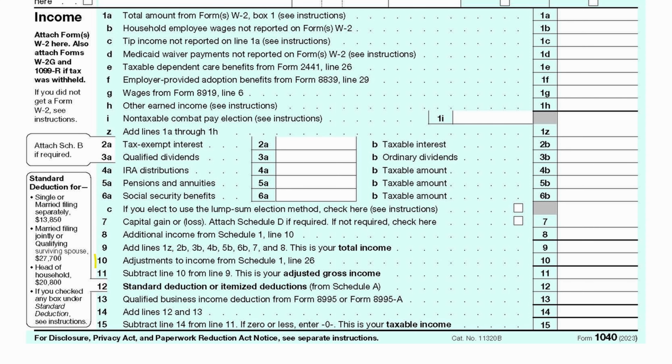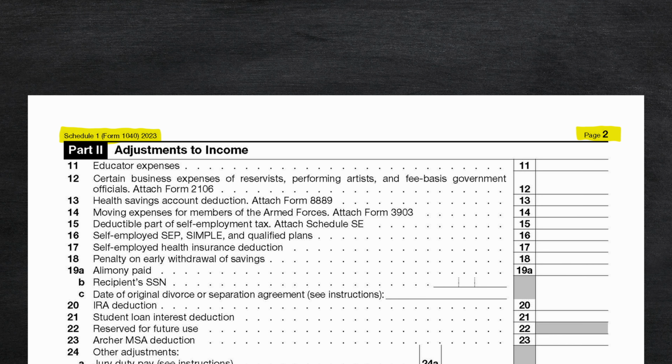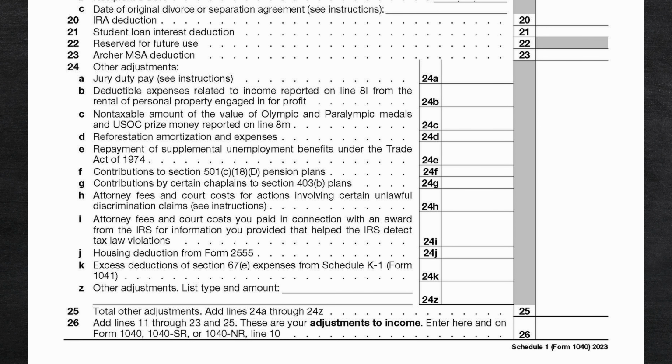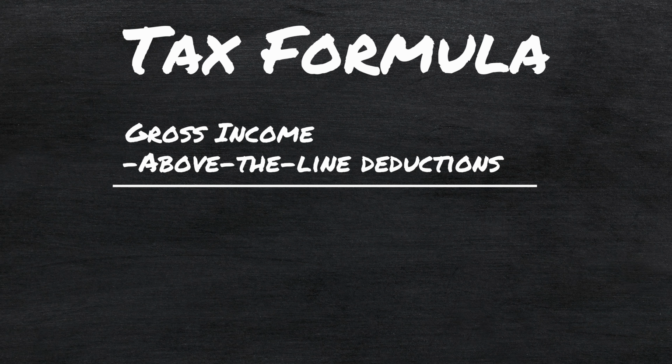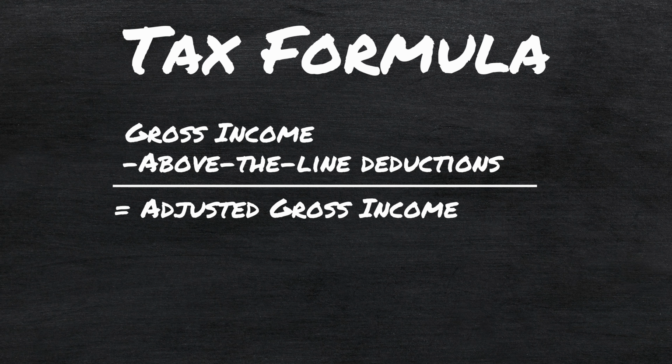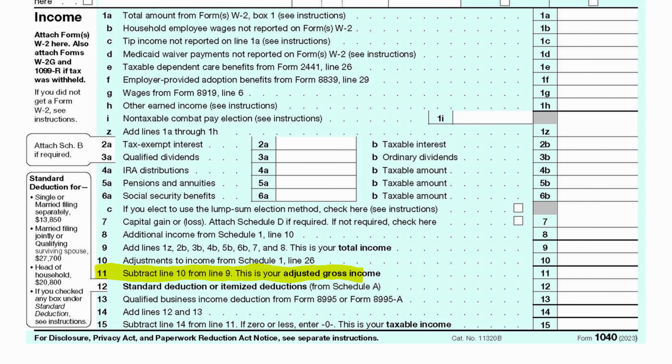Well, what are those? They can be found on line 10 of the 1040, but really you have to dig deeper and find them on page 2 of Schedule 1, showing a long list of what these deductions could be. In practice, the most common ones are deductions for contributing to your health savings account and deductions for contributing to pre-tax retirement accounts. If you're self-employed, you can also deduct a portion of your self-employment tax as well as your health insurance. Subtracting above the line deductions from gross income is how we arrive at our adjusted gross income, our AGI, which can be found on line 11 of the 1040.